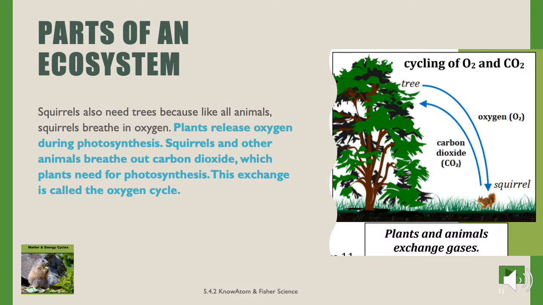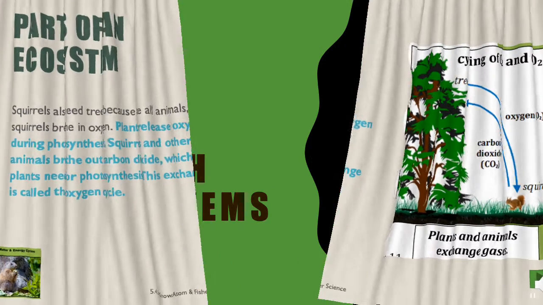Squirrels also need trees because, like all animals, squirrels breathe in oxygen. Plants release oxygen during photosynthesis. Squirrels and other animals breathe out carbon dioxide, which plants need for photosynthesis. This exchange is called the oxygen cycle.